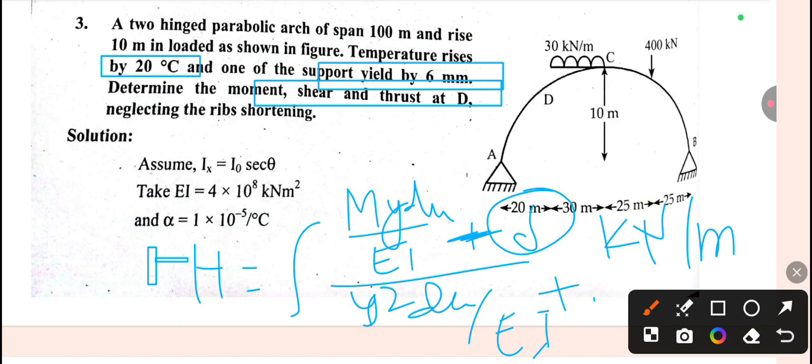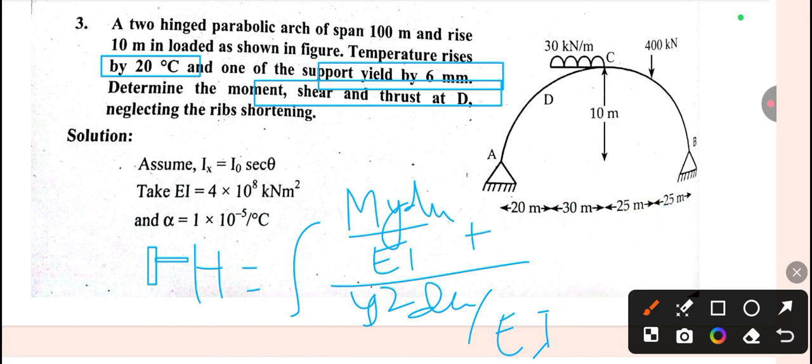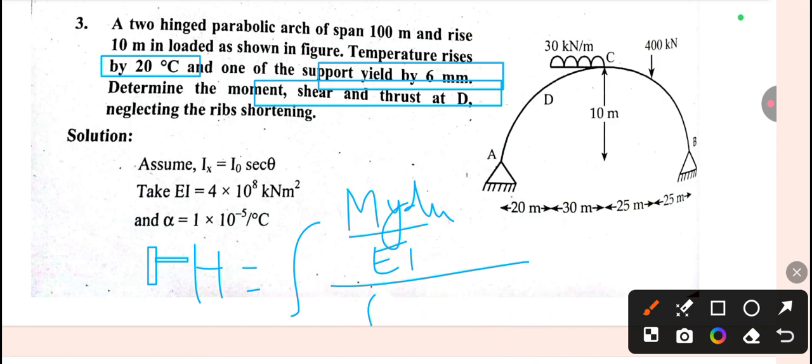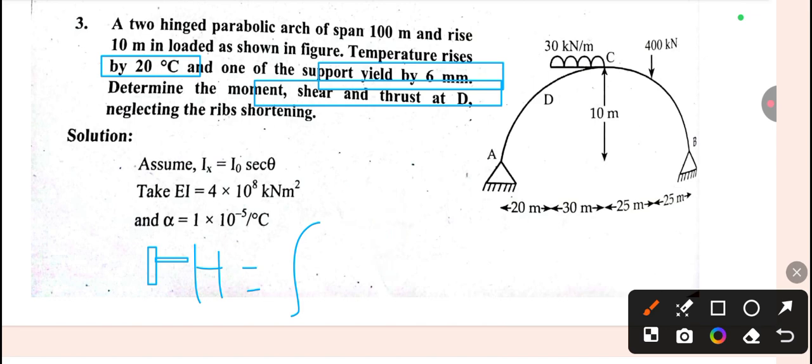If nothing is given in the question, then we just apply only this formula, integration of M y dx by EI over integration of y square dx by EI. We don't need to add the other things like k, delta, L by AE. Now let's move on to the question. We have I equals I naught sec theta, and the value of EI equals 4 into 10 to the power 8 kilonewton meter square, and alpha equals 1 into 10 to the power minus 5 per degree Celsius. Let us assume this.